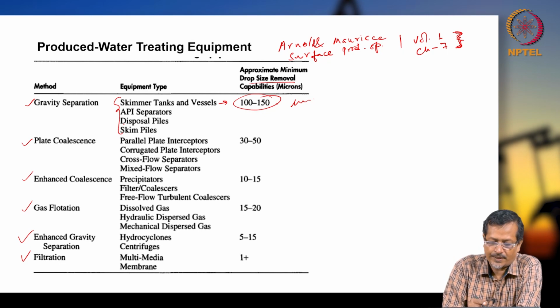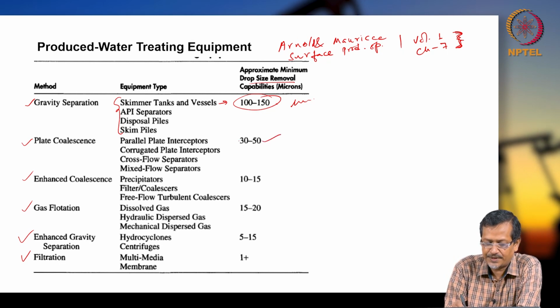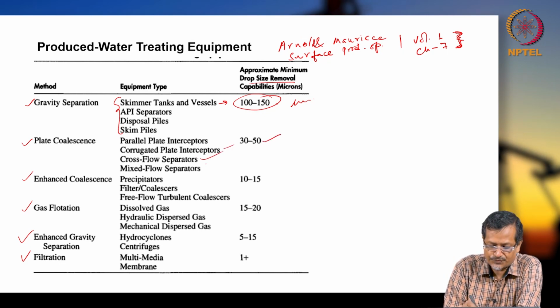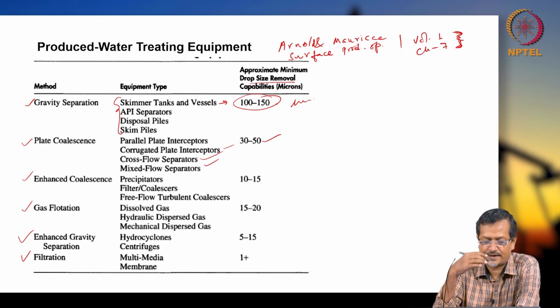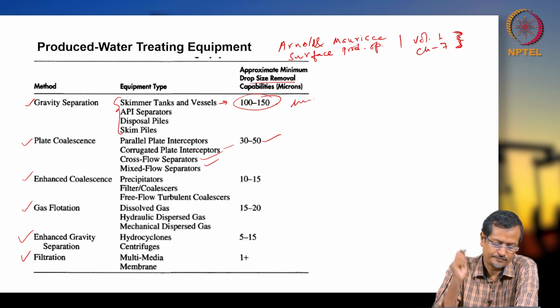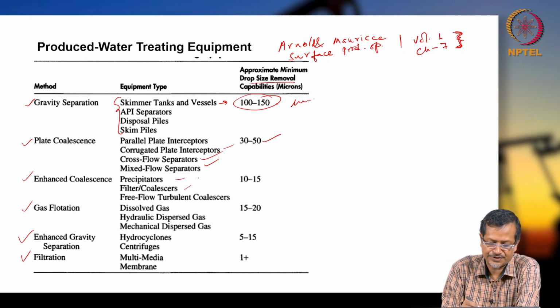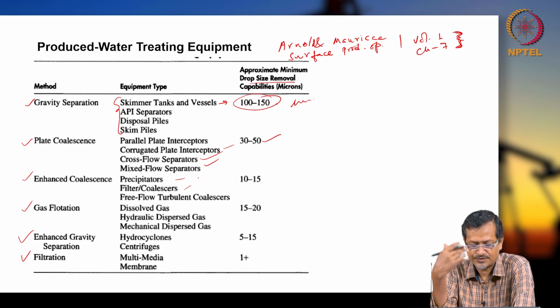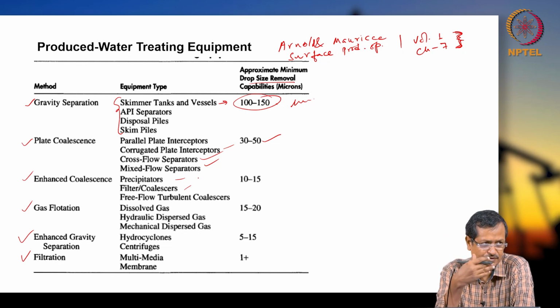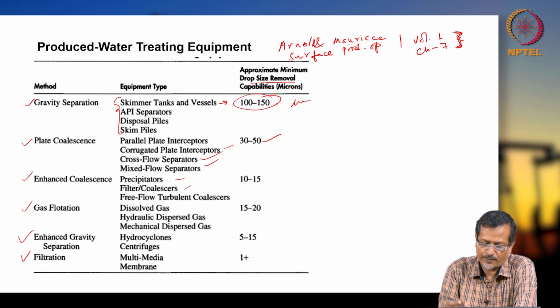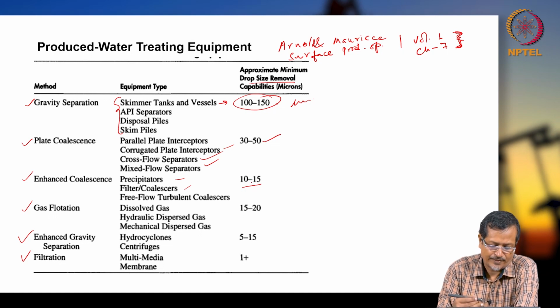Plate coalescer, parallel plate interceptor: 30 to 50. Corrugated plate, cross flow separator, mixed flow separator. So these are plate type equipment. Later we'll discuss. If you are using an enhanced coalescer, precipitation, filtration, and free flow turbulent coalescer, several types of enhanced coalescence systems, the particle size will be 10 to 15.